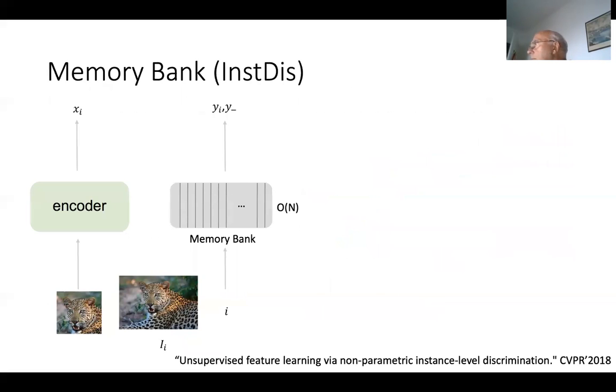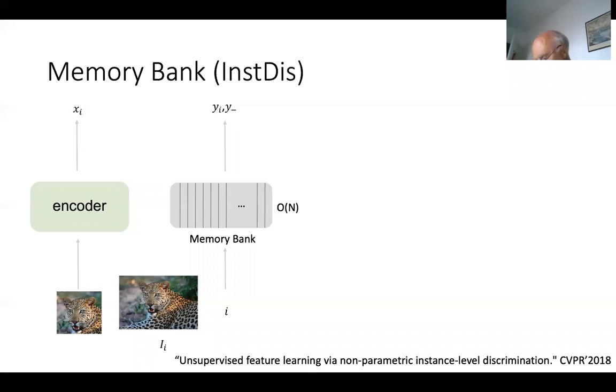Okay, so this is the instance discrimination paper, which in my opinion is the opening chapter of modern contrastive learning approaches. So what the authors do is maintain a so-called memory bank. The space complexity of the memory bank is O(N). N is your data set size. So for ImageNet, it's 1 million, and it's pretty large, right?